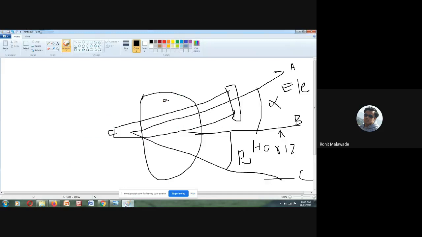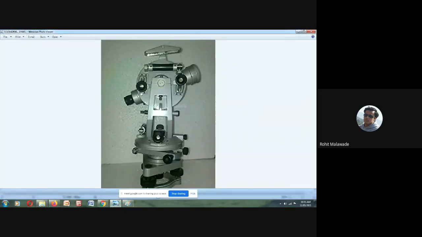Transiting the telescope is nothing but this: suppose this is your point B, your IPC is here and you are looking towards the point A, with your eyepiece here and the objective over here. Now, if you transit, what will happen? You will loosen the clamp and you will transit.